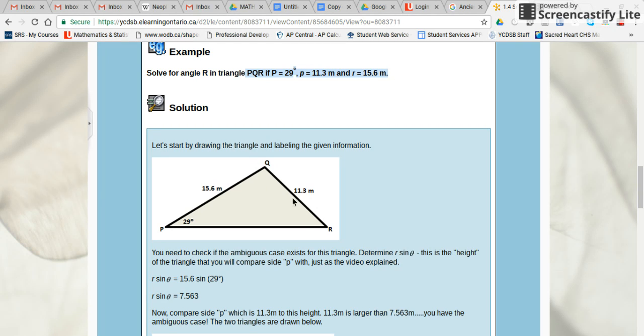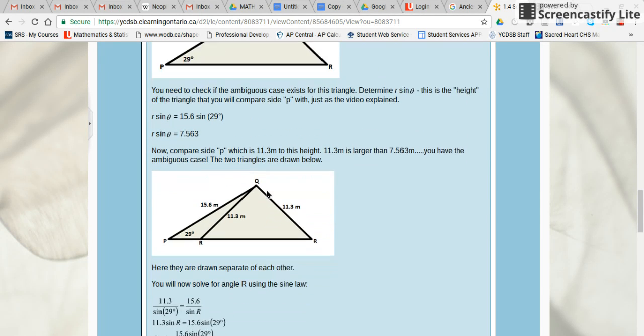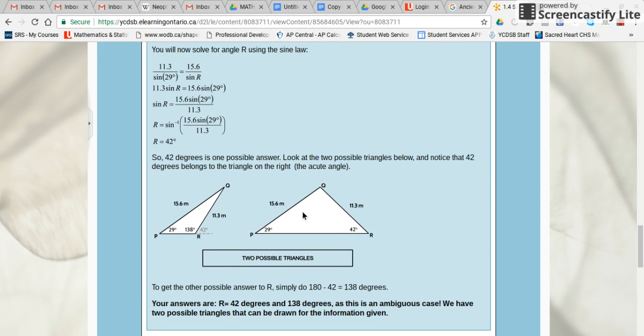Look at the picture. The side that's opposite the given angle is 11.3, right? It's directly across from 29 degrees. Is that side shorter than 15.6? Absolutely. So this is definitely the ambiguous case. How do you go about solving an ambiguous case and ending up with two triangles that's shown below here in white?